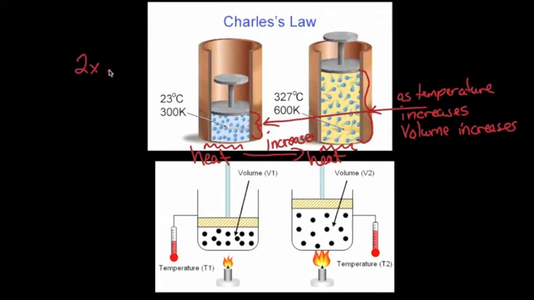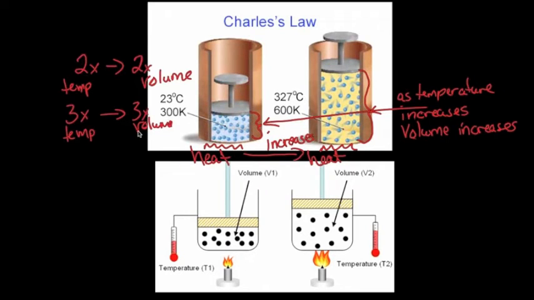Charles' law also states that if you double the temperature, you will double the volume. If you triple the temperature, you triple the volume. It is a direct proportion. If you quadruple the temperature, you quadruple the volume, etc. So as the temperature increases, the volume increases as well. You'll notice down here in this diagram that as the temperature increases, the space between the molecules increases as well. And their molecular kinetic energy, meaning their motion, increases too.